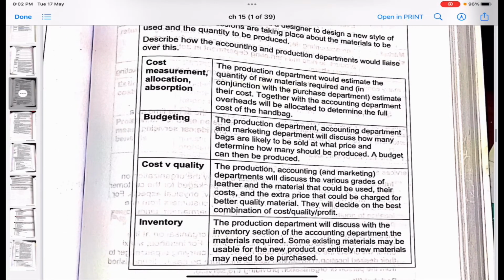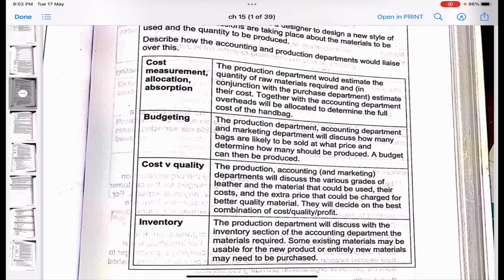So what is the first step? Cost measurement, allocation and absorption. The production department would estimate the quantity of the raw materials that is required and estimate their cost, and together with the accounts department, overheads will be allocated to determine the full cost of the handbag. And then we have the budgeting. The production department, accounts department and marketing department will discuss how many bags are likely to be sold at what price and how many should be produced.